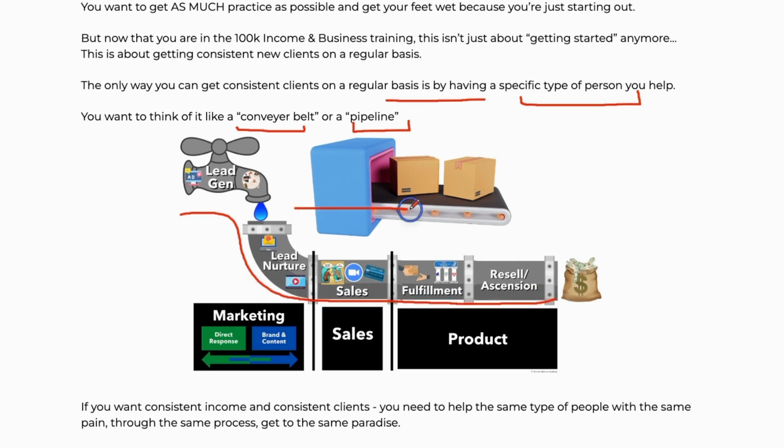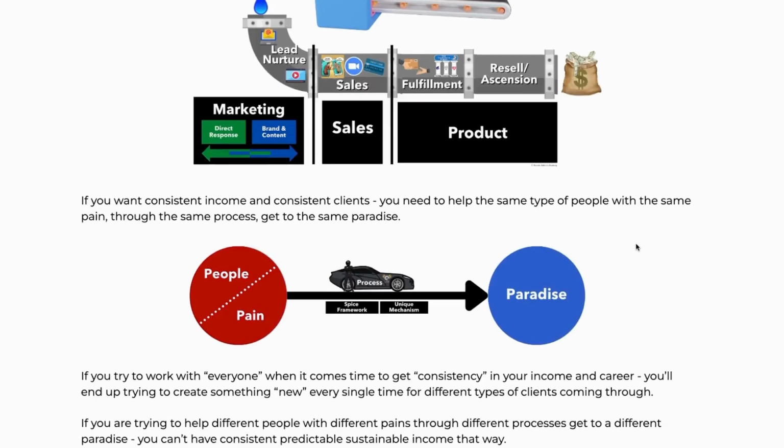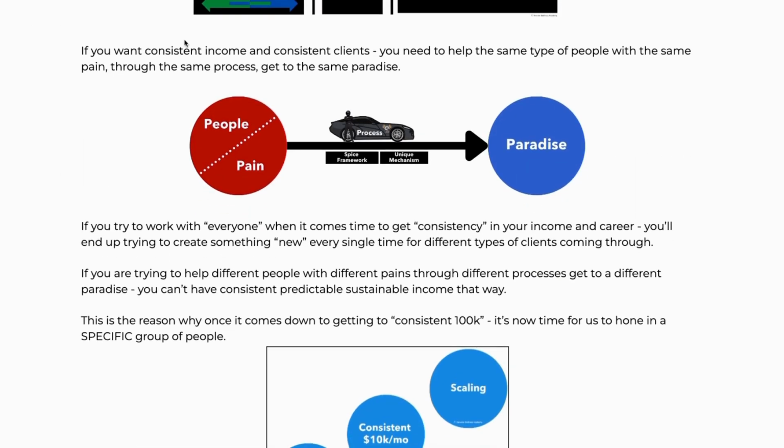Kind of like a factory conveyor belt or a factory assembly line, right? You've got marketing, sales, and product. And so what happens here is that if you want consistent income and consistent clients, you need to be able to help the same type of person with the same type of pain through the same type of process get to the same paradise. So we say a specific person with a specific pain get to a specific paradise through a specific process.